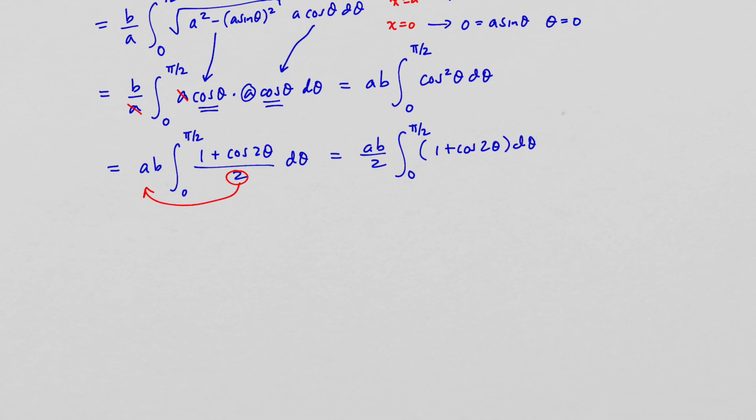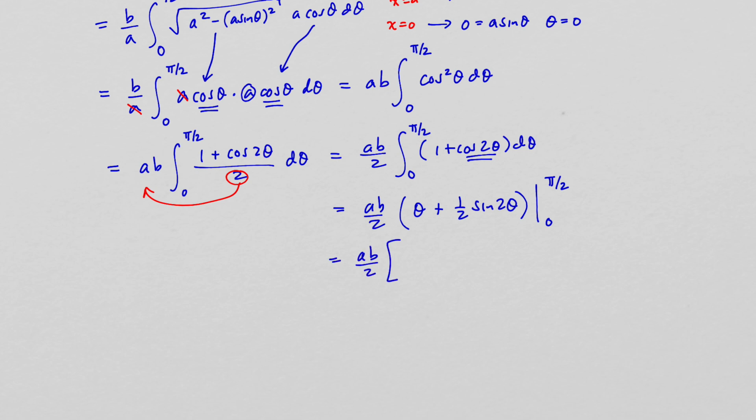Now we take our antiderivative. Antiderivative of 1 is just theta, plus the antiderivative of cosine of 2 theta is 1/2 sine of 2 theta, and this goes from 0 to pi over 2. So next, we're going to go ahead and plug in pi over 2 for theta. And then we'll plug in 0 for theta.